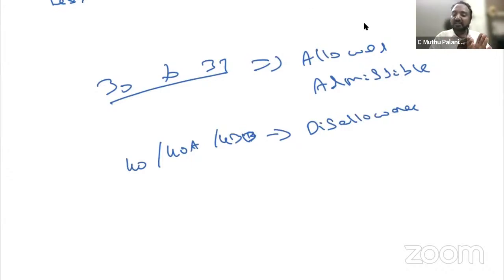40 is straight disallowance. This expenditure is not allowed. 40A, this expenditure is allowed, but I will not allow it because of the mode or the manner in which you have made the payment, or the person to whom you have made the payment. 43B, I'm okay with the expenditure, but I'm not okay because you have still not paid it. So these are the three sections that we are going to discuss right now.